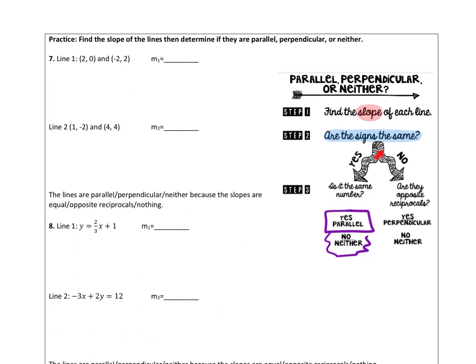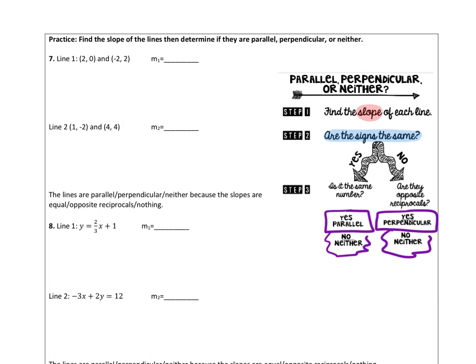Back here, when you asked yourself about the signs, if you said no, you think about the particular fractions you have. Are they flips of each other? If you say yes, it's perpendicular. If you say no, again, it's neither. So we have a very specific flow chart for ourselves to decide the answers to these questions.